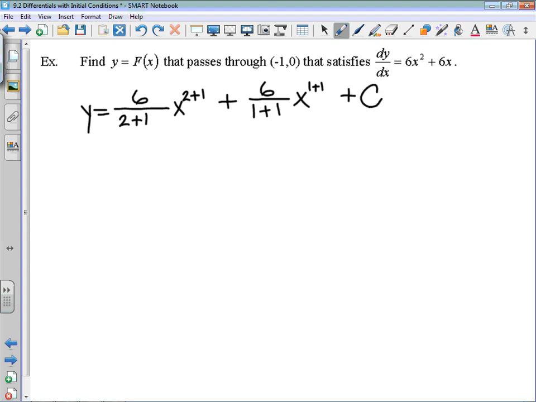Now, that is a little bit overkill. You don't have to do this each and every time you take the antiderivative. You do have to make sure that you're confident in getting to the point that this is 2x cubed plus 3x squared plus a constant.